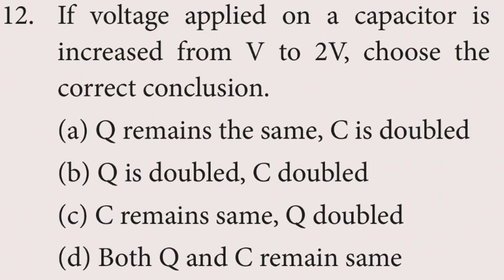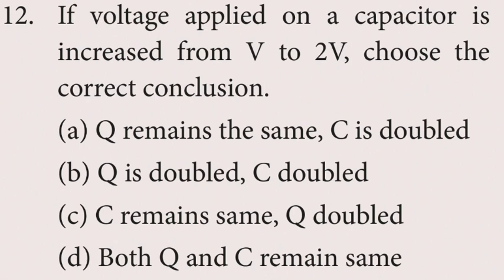The 12th question is: if the voltage applied on a capacitor is increased from V to 2V, choose the correct conclusion. 4 options are given. First option, Q remains the same, C is doubled. Option B, Q is doubled, C doubled. Option C, C remains the same, Q doubled. Option D, both Q and C remain the same.